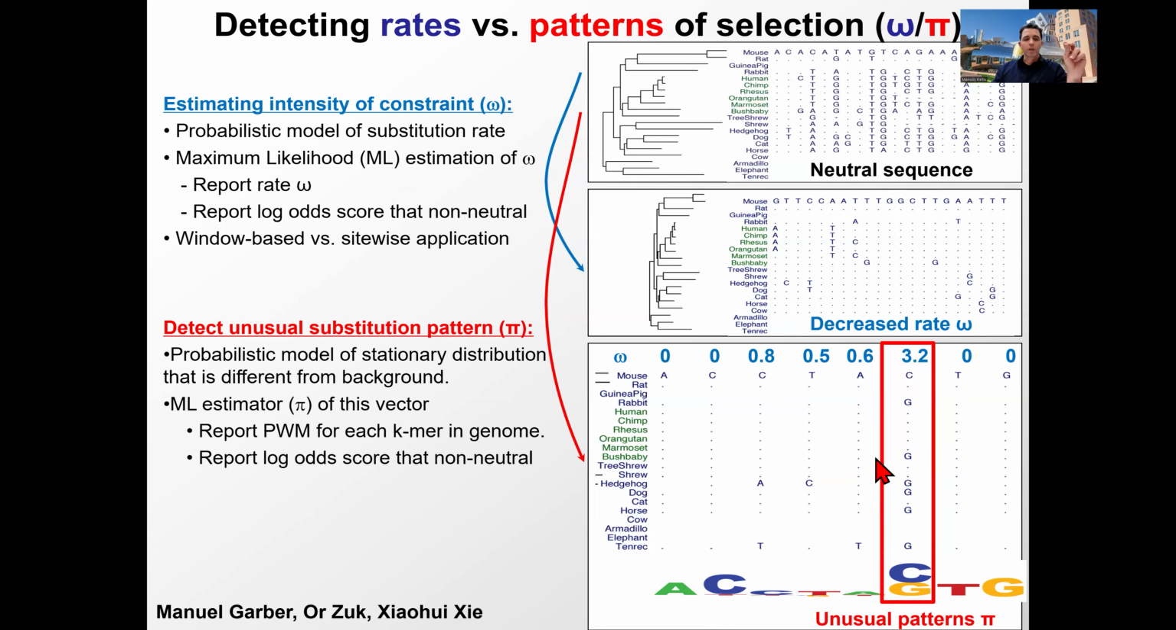So that's an example of a pattern of change, not just the rate of change, but the pattern of change. So you can actually estimate a position weight matrix for every place in the genome that basically tells you what nucleotides appear to be under constraint at that position. And that's treating every one of those nucleotides independently. Everybody with me here? Awesome.